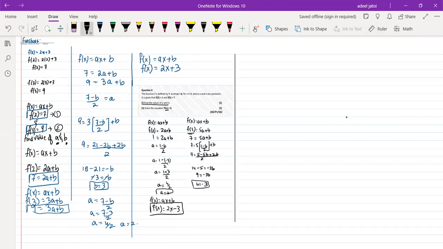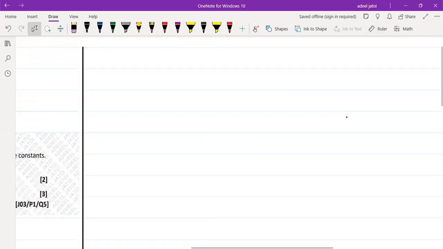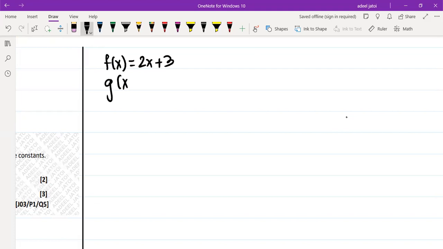Now, considering composite functions: f(x) is equal to 2x plus 3, and we know that g(x) is equal to 4x plus 5. And we have been told to write down f(g(x)).